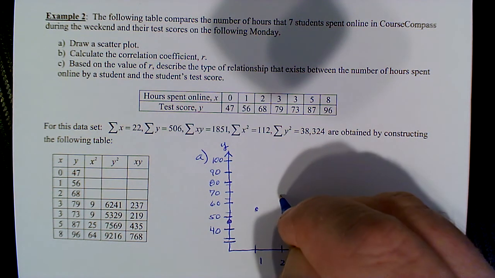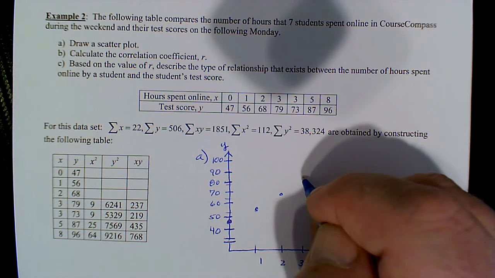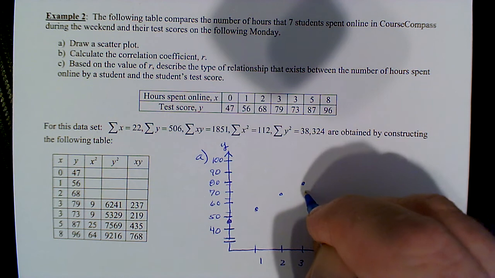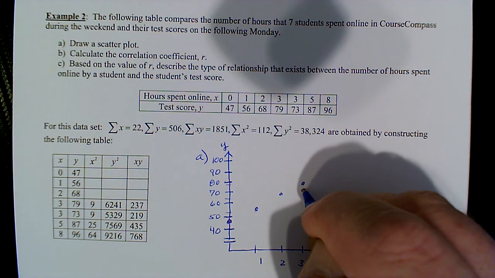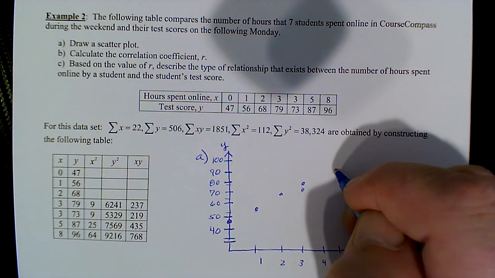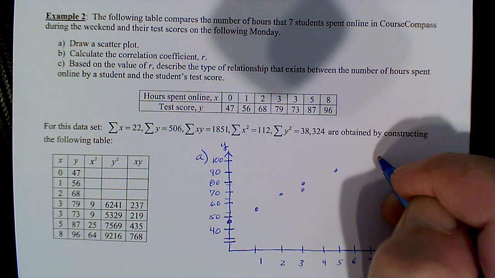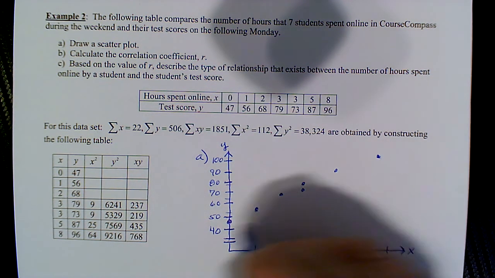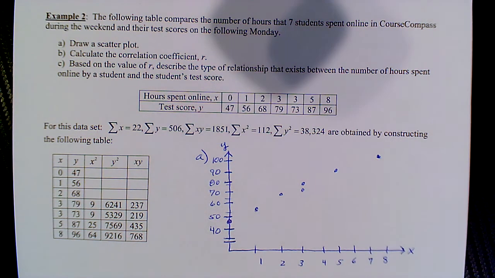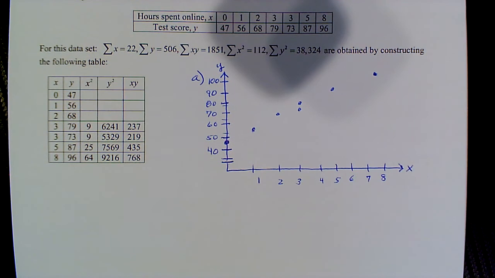2 hours, 68, right around there. 3 hours, 79. 3 hours, 73. 5 hours, 87. And 8 hours, 96. Okay, so we can see with that scatter plot there is a trend, right? So probably a positive correlation.